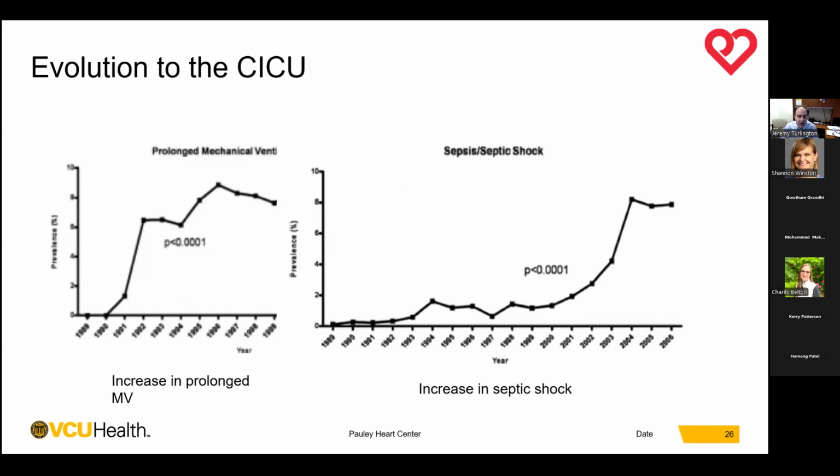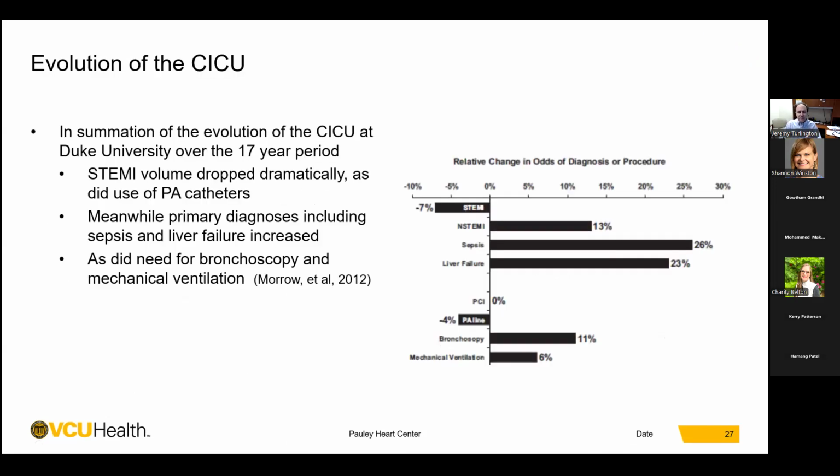So we looked at that study earlier from the early 2000s. You can see where it really took off was in around 2000, 2001. Septic shock increased drastically in CICUs. This is actually from the same data, just a different phrase from David Morrow at Harvard, that he looked at this. And if we look at the 17-year period, you can see that STEMI dropped drastically. Actually, so did Swan-Ganz catheters, PA catheters. Meanwhile, primary diagnoses such as sepsis and liver failure were going up, as was the need for mechanical ventilation and bronchoscopy. So procedures that we weren't used to doing in the prior CCUs are very common in the CICU.